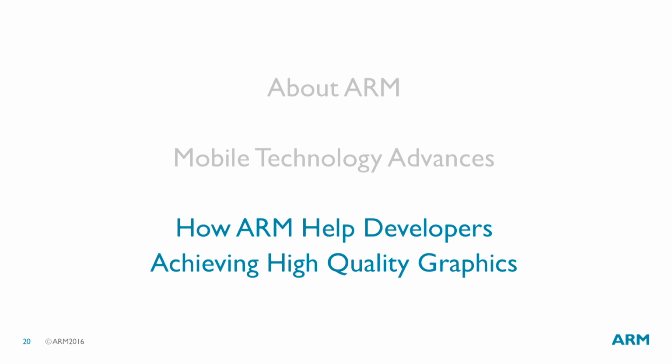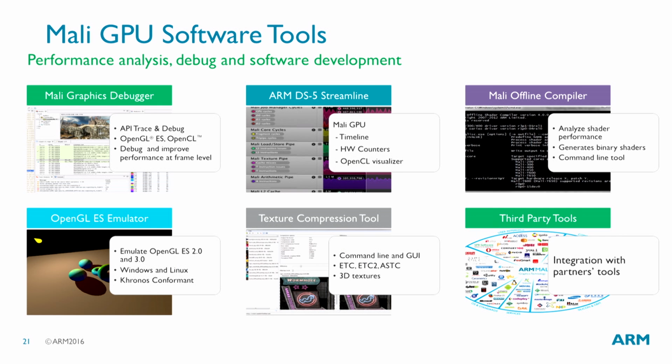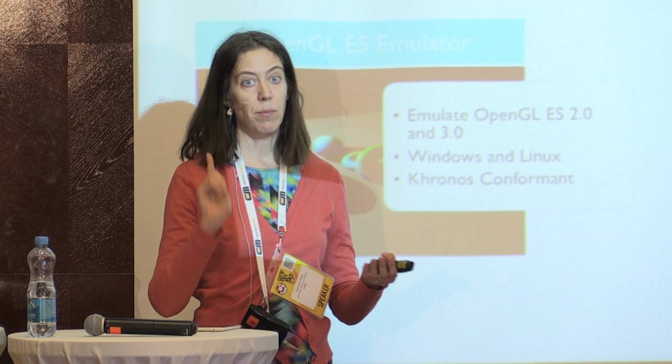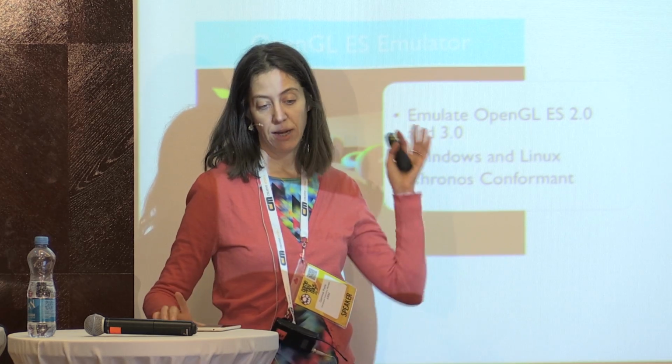So how can you achieve then the high quality graphics, and what do we have for you guys? What ARM provides for you is a set of tools for free that you can download on our website. That's first to start with, because in order to achieve your performance, first you need to know where the bottlenecks of your code are. So the first tool I would recommend you to use is a profiler, and we have the Streamline.